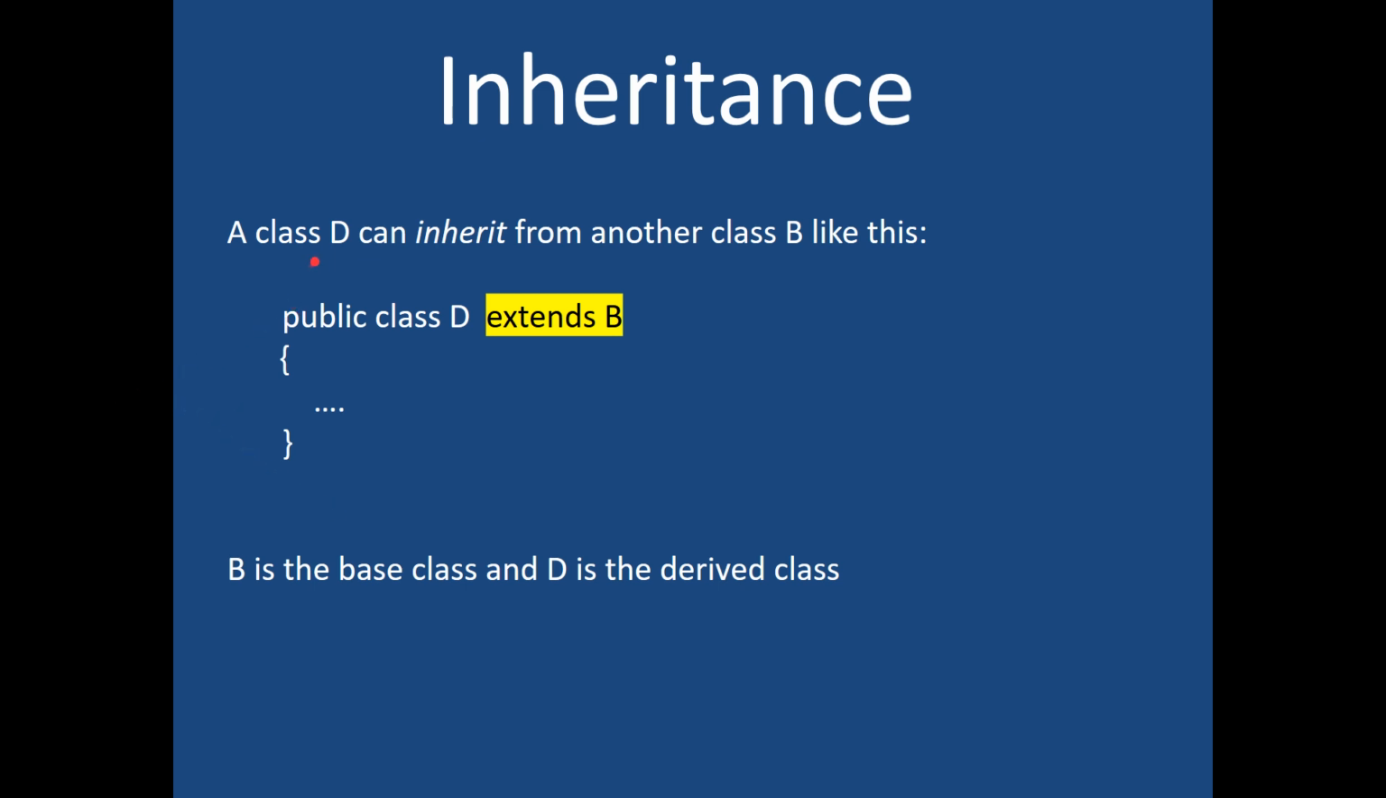But a class can also inherit from another class. So when I say public class D extends B, that means something, and we're about to see what it means, but it's an example of inheritance. When I say inheritance in Java, I mean defining a class using this extends directive.